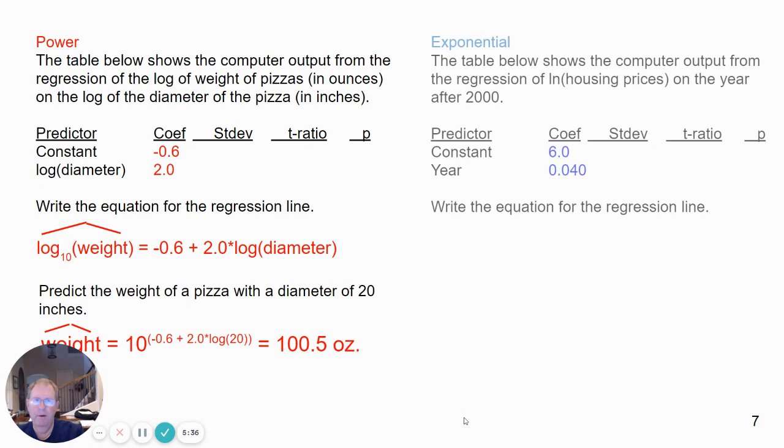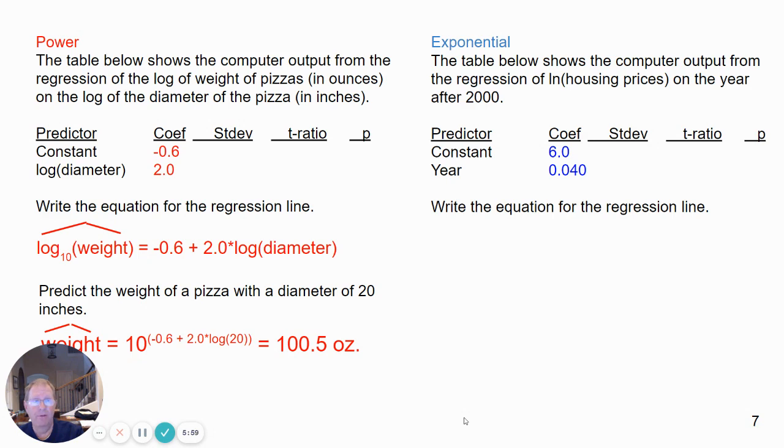So let's do one using the exponential transformation. The table below shows the computer output for the regression of the log of housing prices on the year after 2000. So here I see that I've only taken the log of the y variable, and I'm doing so with the natural log.